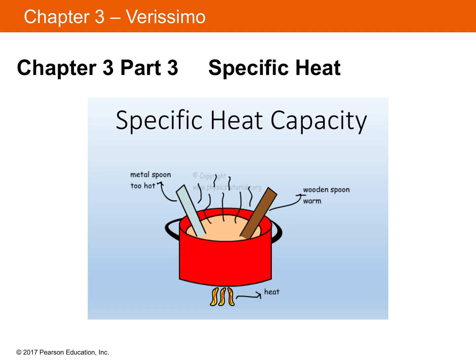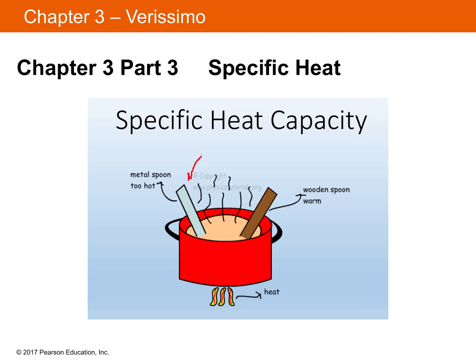So if you think about heating just a pot of water on the stove, maybe you're going to make some pasta. The metal pot heats up really, really fast because metal has a really low specific heat capacity. And the water heats up really, really slowly because it has a very high specific heat capacity.